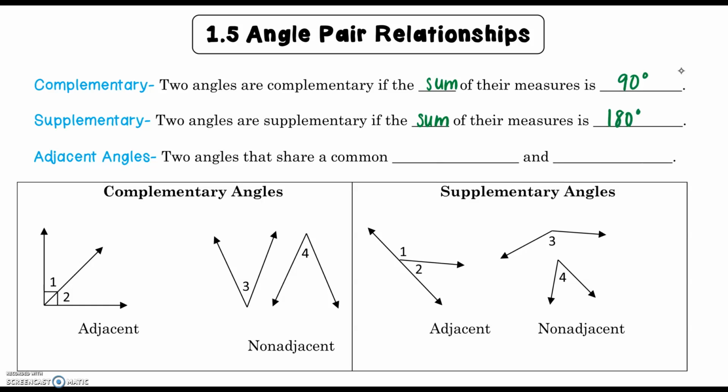And we have adjacent angles: two angles that share a common vertex and side. So complementary and supplementary angles can either be adjacent or non-adjacent. They can share a common vertex and side, or they can not be touching at all and still add up to 90 degrees. Same thing with supplementary angles. They can share a common vertex and side, like angles 1 and 2 here, or they can be completely away from each other and just add up to 180 degrees.